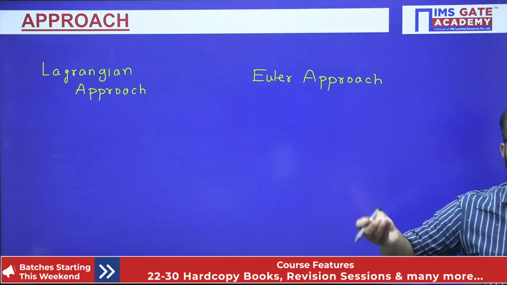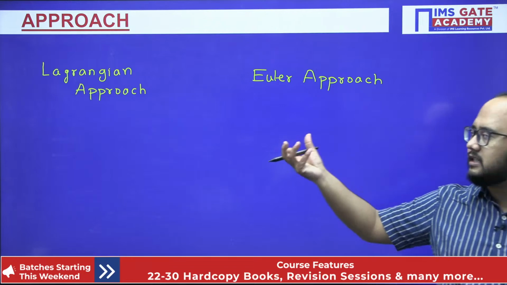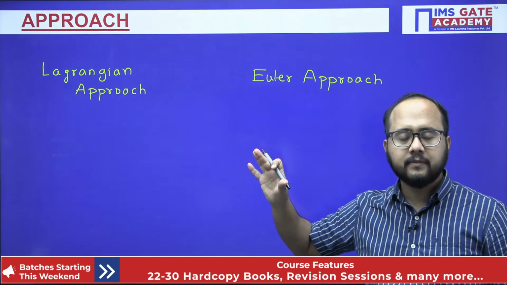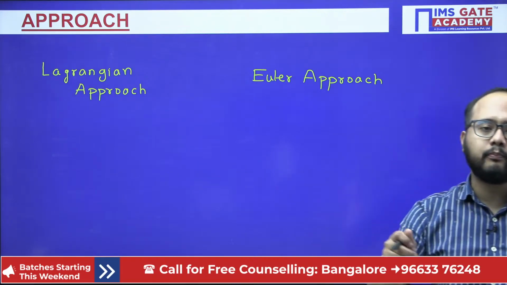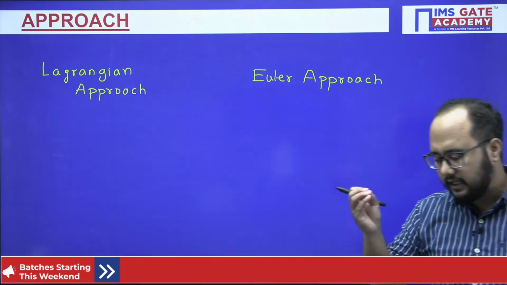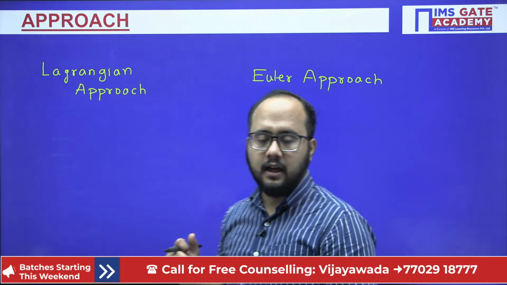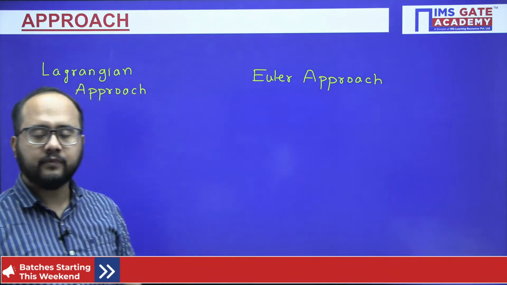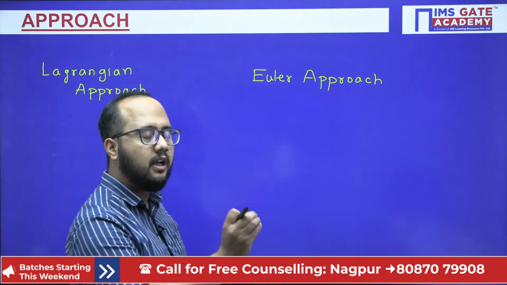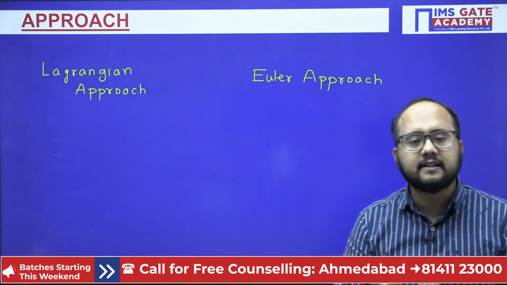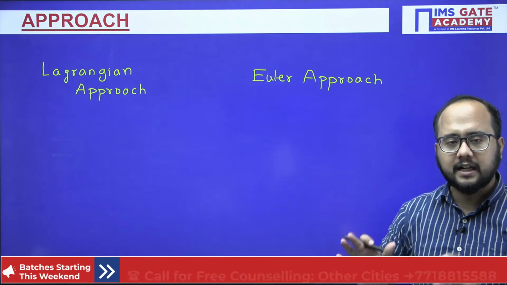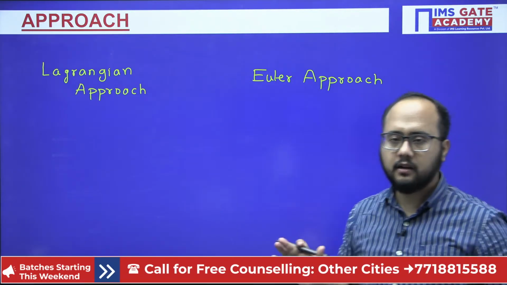When I say Lagrangian approach, what is the basic thing? The thing is that we need to focus on each particular molecule. Let's suppose any particle you have taken, and for that you are doing the analysis. What is the motion, how it is moving, what is the velocity, what is the acceleration? You are basically tracing the motion of any particular particle. Are you getting the point?